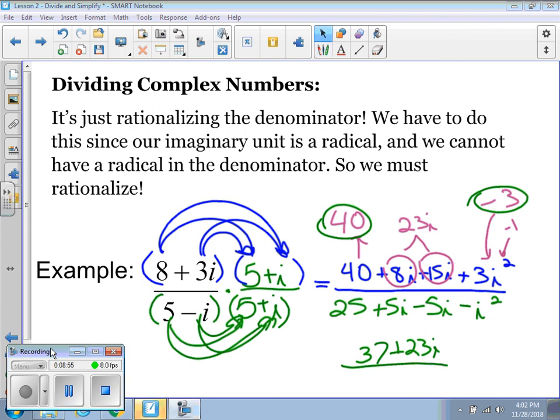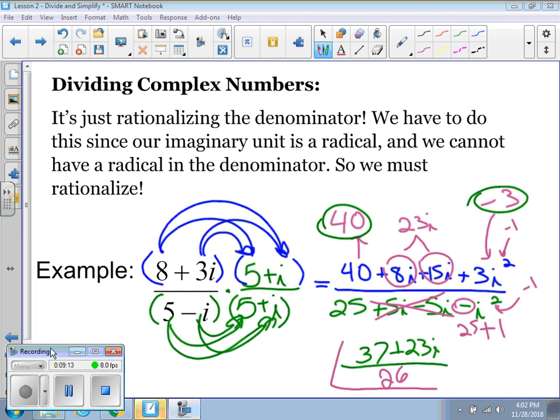In my denominator, all right, I notice that I have an I squared, which I know is negative 1, but I have a negative 1 times a negative 1, which becomes a plus 1. 5i minus 5i, those cancel. And I have 25 plus 1, which is 26. And this is fully simplified because we've rationalized the denominator. I'm going to stop the video, make another one for the remaining examples and how to simplify with radicals. So stay tuned for part 2.